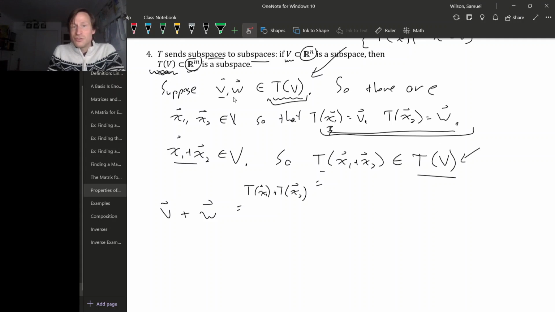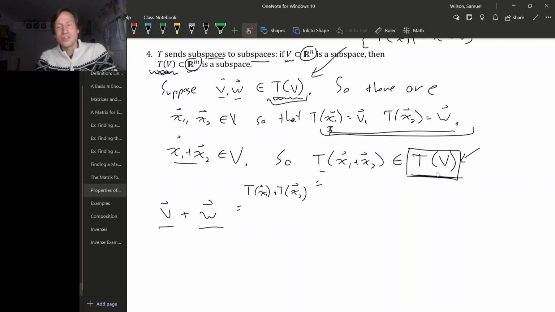So we started with two vectors in here, their sum also in there. And we could play the same game with scalar multiples. I won't run through the proof, but you can imagine how it goes. So that means that this collection, T of V, is closed under vector addition and scalar multiplication, and so it is a subspace. So linear transformations send subspaces to subspaces.